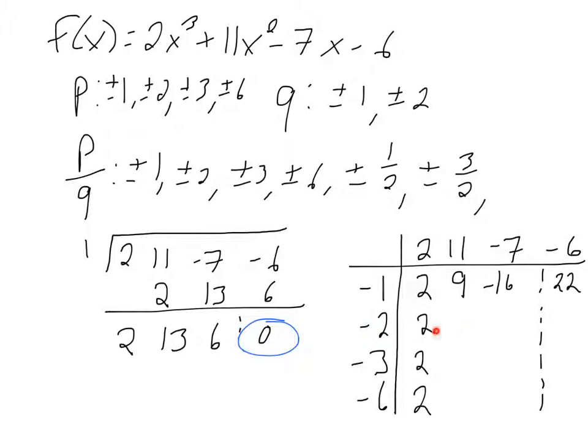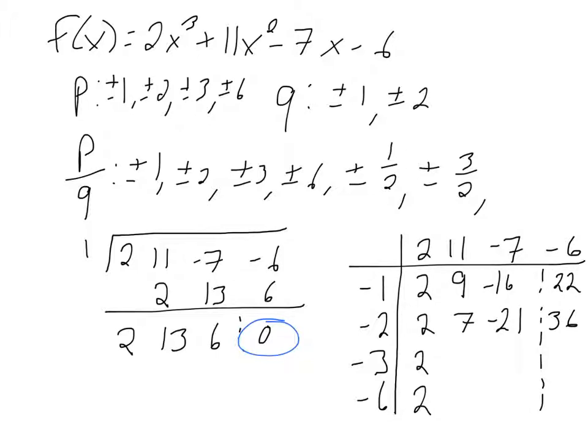So starting the second line here, we're going to go negative 2 times 2 gives me negative 4. Negative 4 and 11 will give me 7. Negative 2 and 7 is negative 14, and negative 7 is negative 21. And negative 2 and negative 21 is positive 42, and negative 6, which is going to give me positive 36. So that's not a real 0 because the remainder is not 0, right?